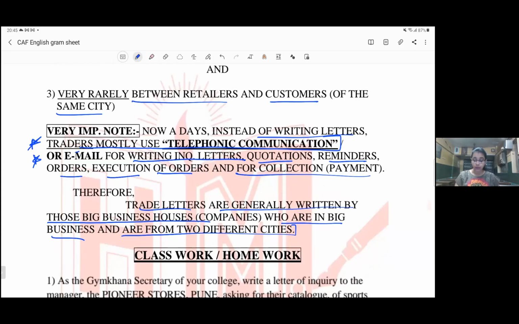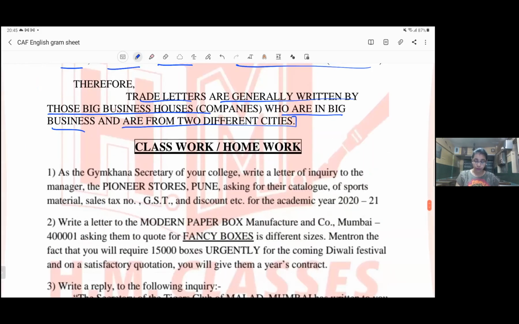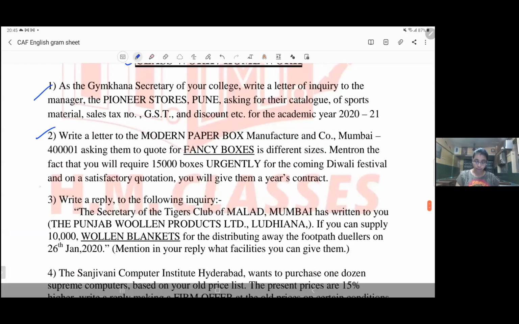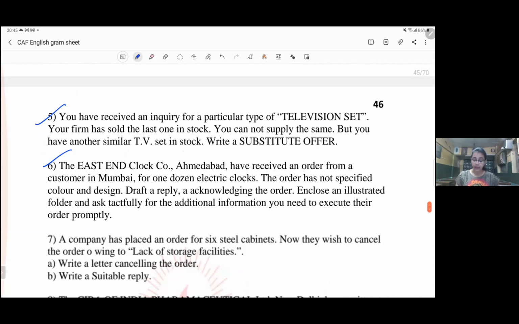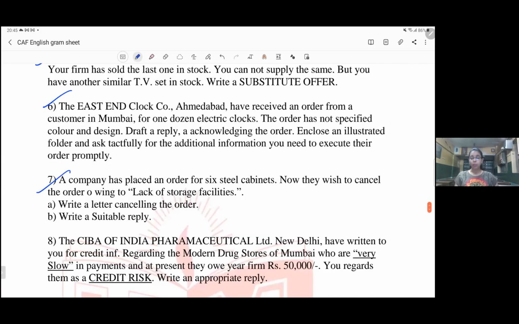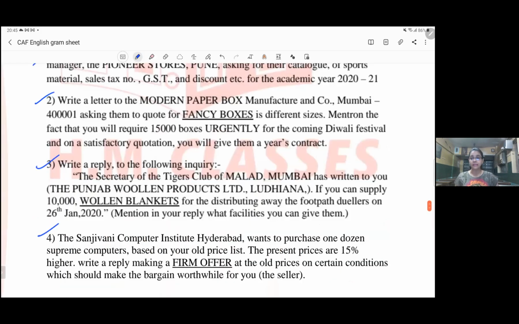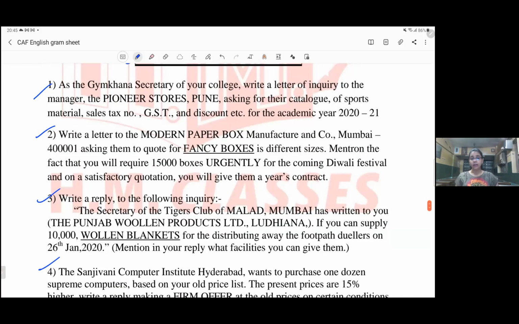This is class work. How many are there? 1 2 3 4 5 6, done. 9 letters are there. In 1 week, 2 to 3 letters you all are completing, maximum 3 letters. I want it completed by next week. Clear?